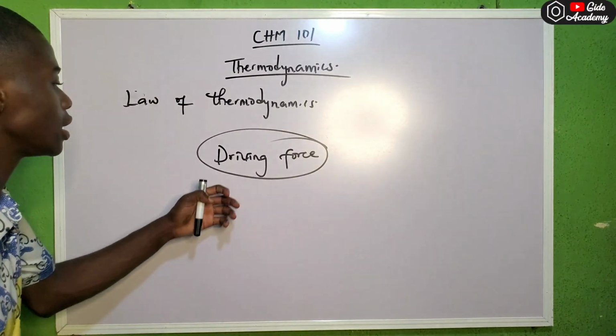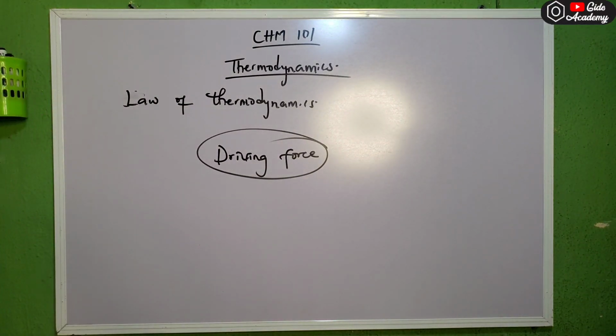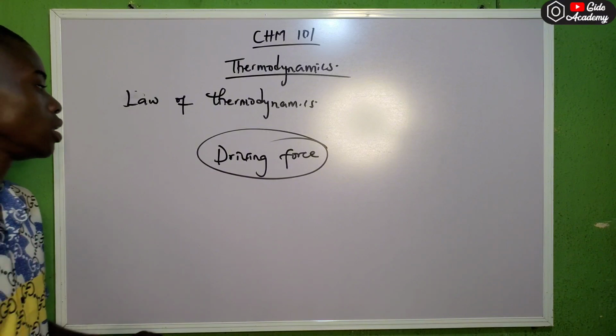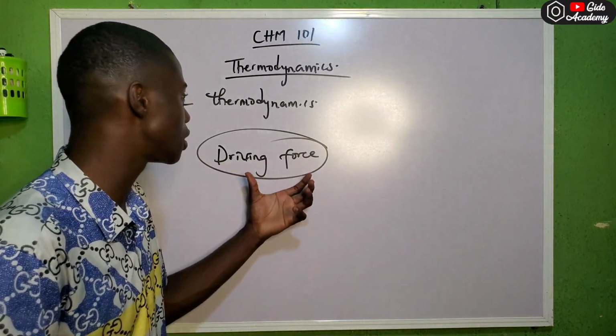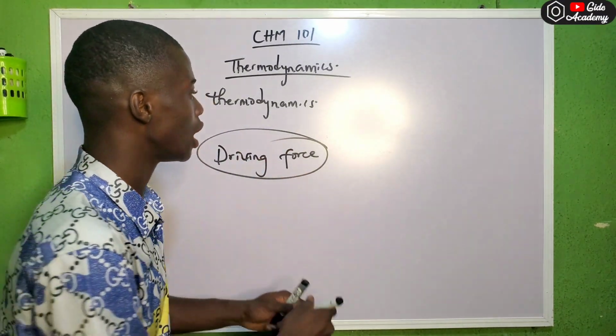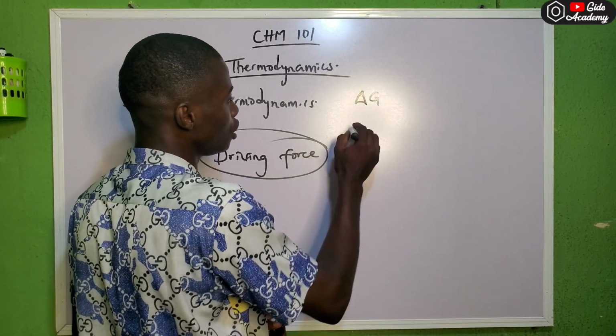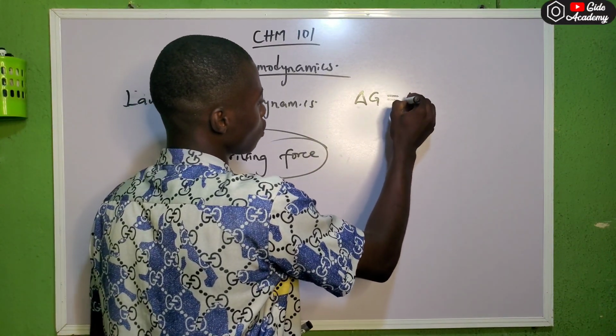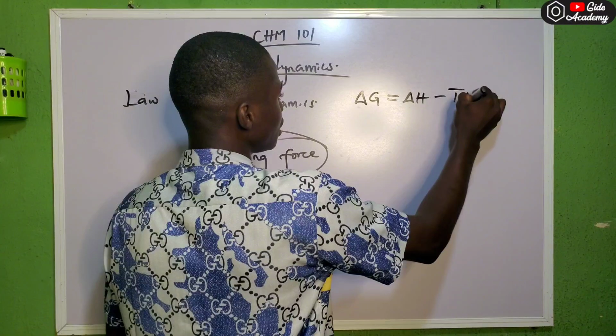So if you see a question like this in your exam, that the driving force behind every chemical reaction is ______, your answer should be Gibbs free energy. It is denoted by delta G, whereby the formula is delta G equals delta H minus T delta S.